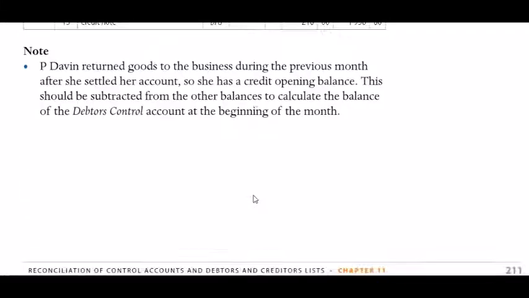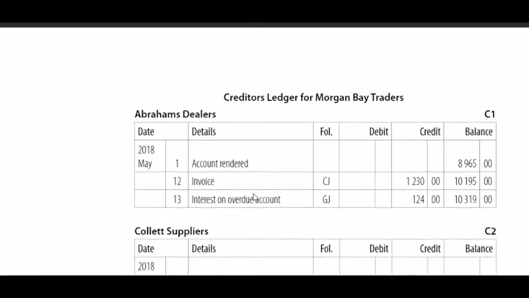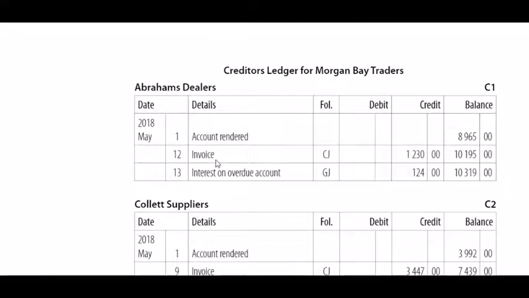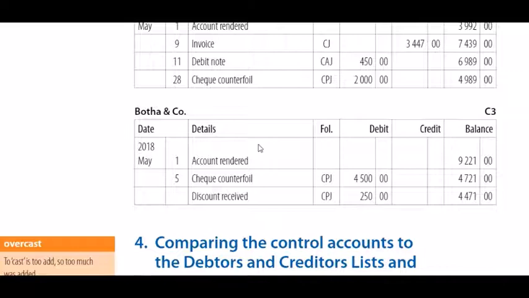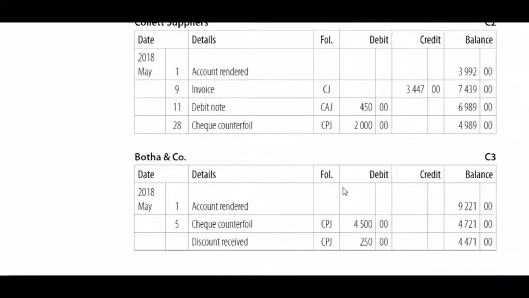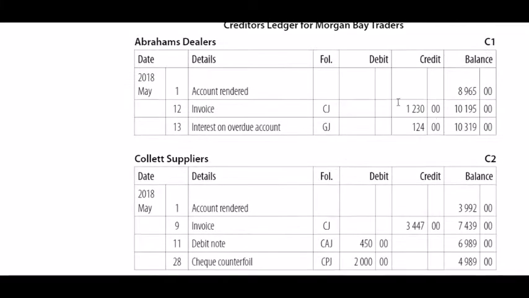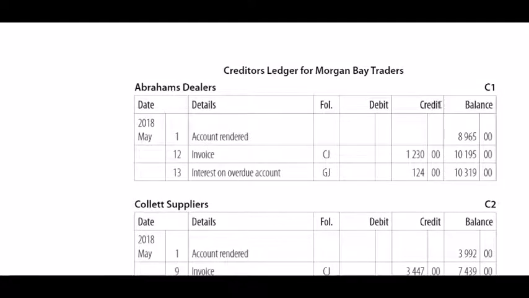Then, your creditors ledger was also given to you on the next page. Okay, so we have three creditors, Abram Dealers, Colette Suppliers, and Buerta and Company. Okay, and once again, I compiled the creditors control account first, and then I compiled the creditors list. All of the opening balances are given to you, and then all of the entries indicate which journal is affected in this folio column, and it indicates whether it goes to the debit or the credit side of creditors control. So it's actually quite simple.